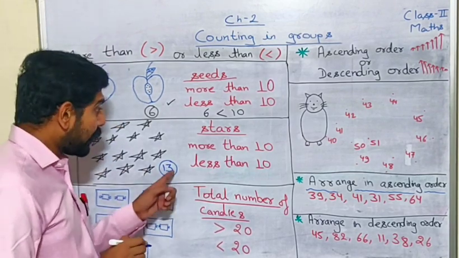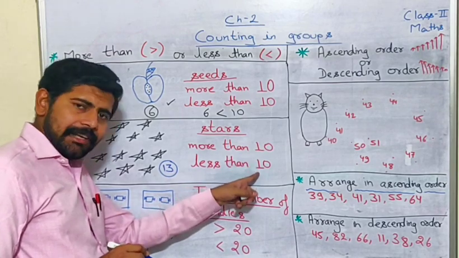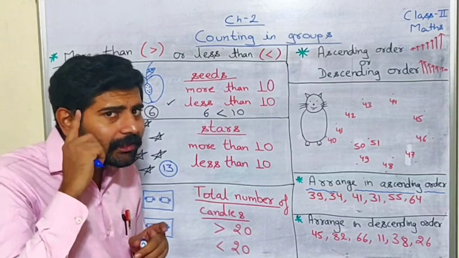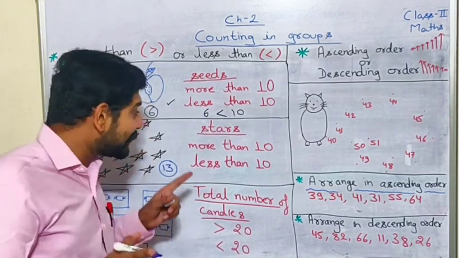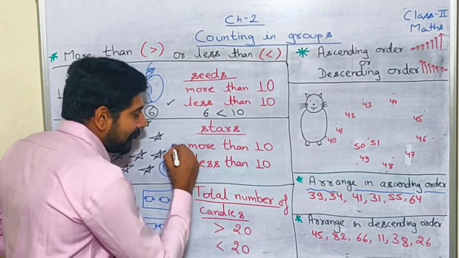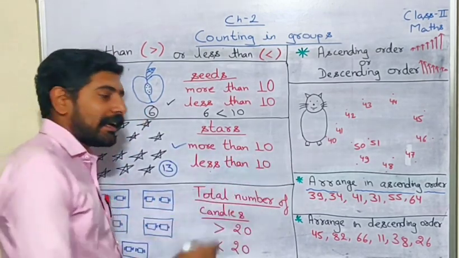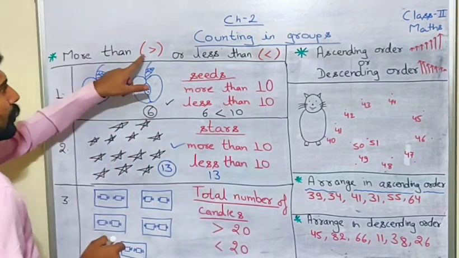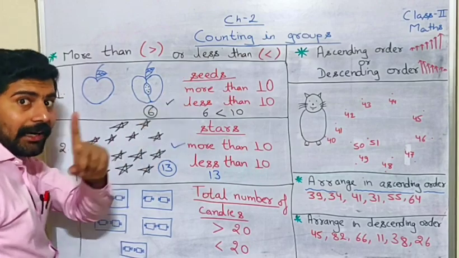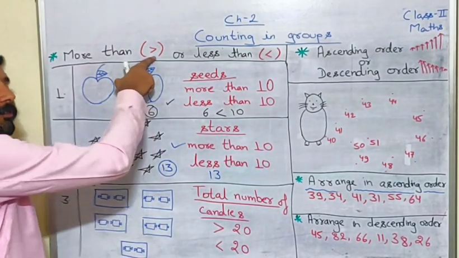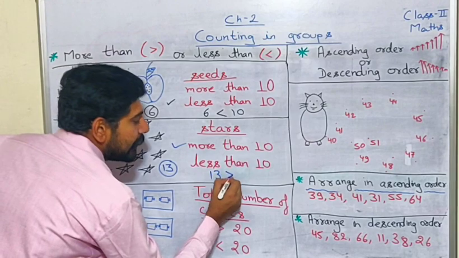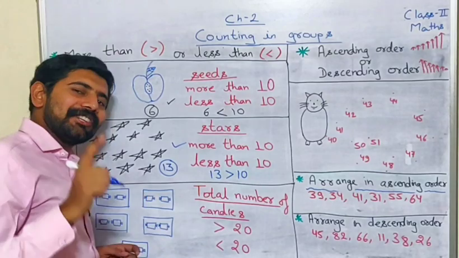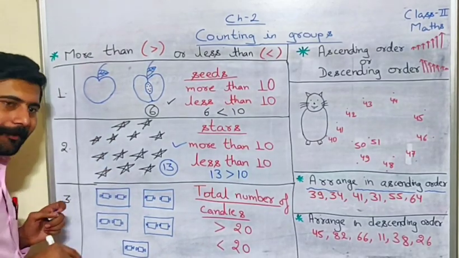13 stars. Is 13 less than 10 or 13 more than 10? Tell me. Think. Yes, you are right. 13 is more than 10. So we can write, which sign will we use? This sign or this sign? We know 13 is more than, so for more than we use this sign. So, 13 is more than 10. Very good.